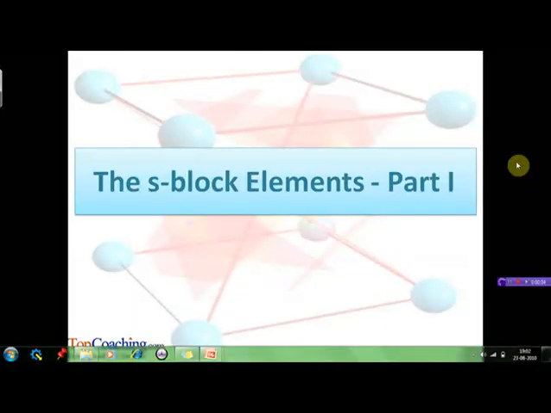Hello students, in this session, that is the S block elements part 1, we are going to discuss those S block elements which are in group 1 of the periodic table. We are going to discuss their physical and chemical properties along with their occurrence in nature and some of their important compounds along with their applications.